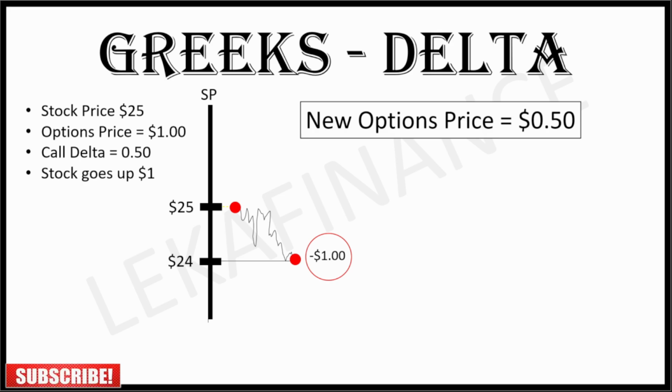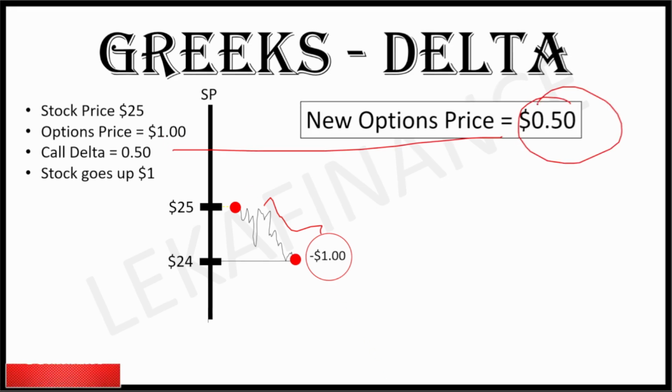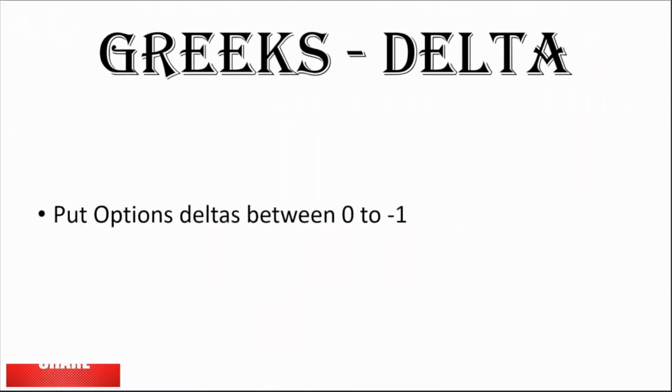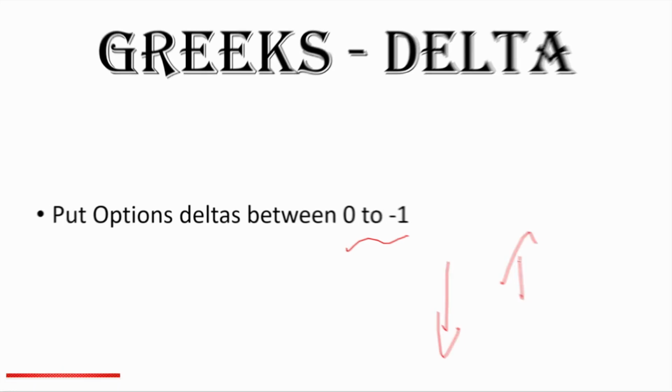But on the other hand, if the stock goes down by $1, in theory, the price of the call option will go down by 50 cents. So in this case, decreasing from $1 all the way down to 50 cents. Put options have negative deltas between 0 and -1. A quick way to remember that is: put price increases when the stock price decreases, and of course that's due to the increase in volatility, and put price falls when the stock price increases. That's also due to volatility decreasing.